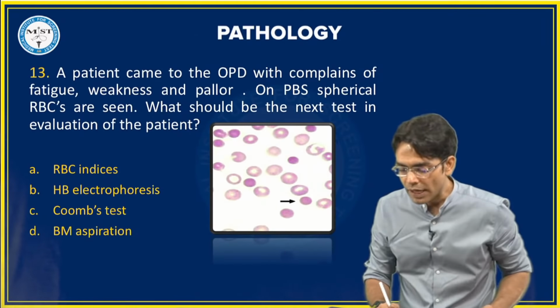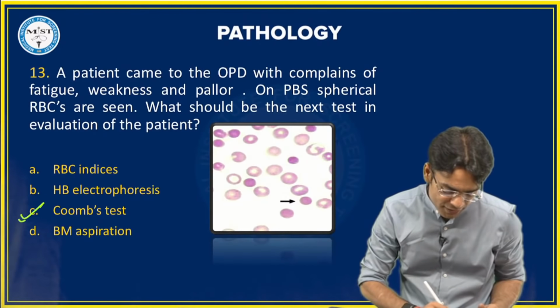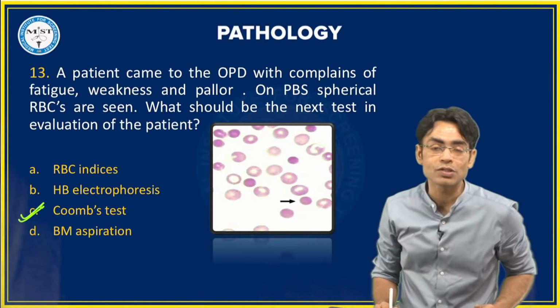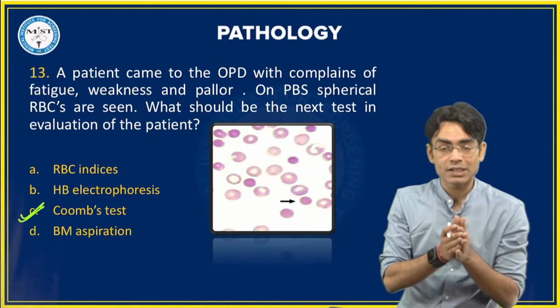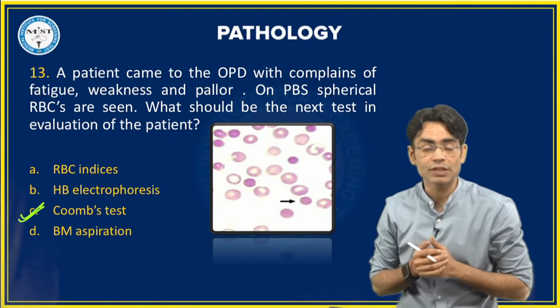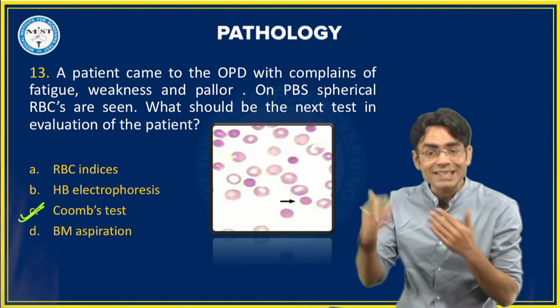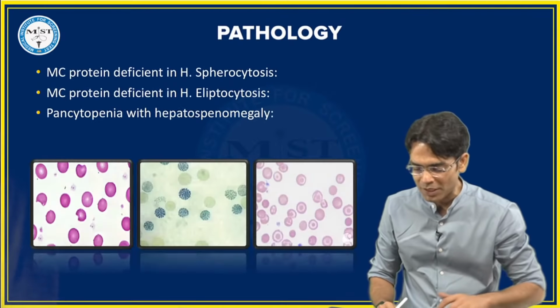Yes, you are right. Thank you very much for this correct answer. That's going to be your Coombs test. Beta, do not mark electrophoresis. Electrophoresis is the confirmatory test as far as hereditary spherocytosis is concerned. But they have asked about the next test for evaluation. That's going to be your Coombs. Thank you very much.